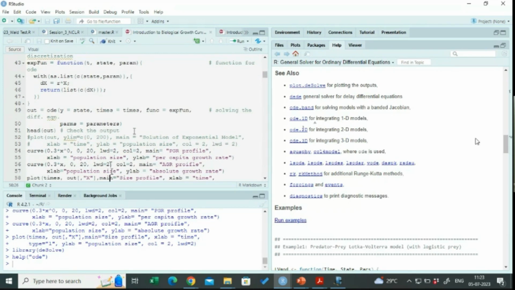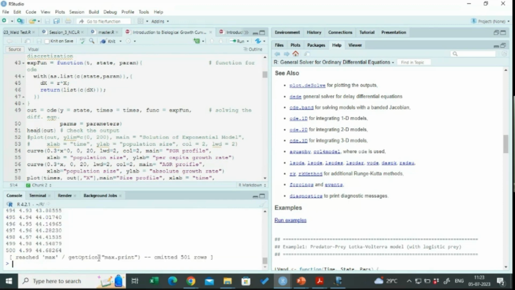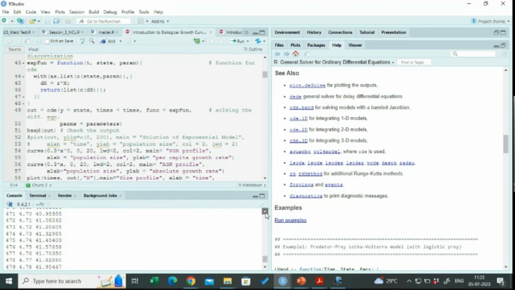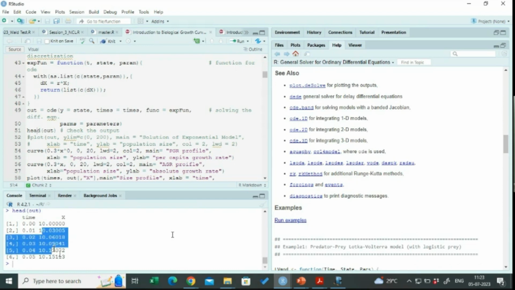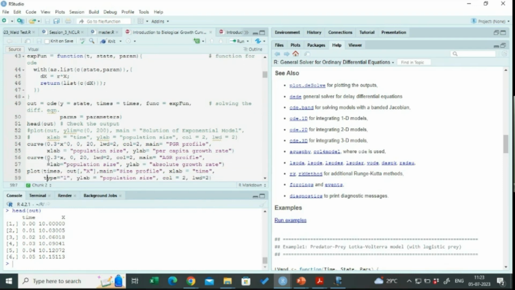Right? So let me execute this. Then head(out), so let me check what is there in out. So these are the out values that have come. Head of out means that you start with the initial 10, and then the rest of the values are getting calculated. It is performing the numerical integration of the function and computing that.